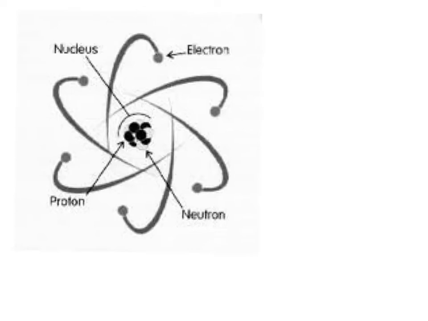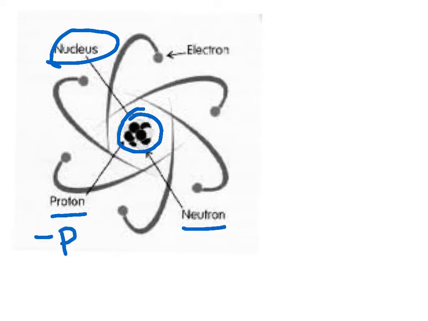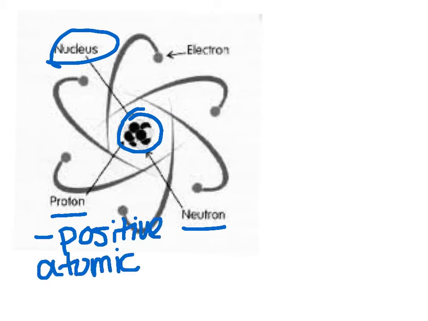Here's some quick review on the atomic structures we have learned. You have the nucleus, and the nucleus is the center of the atom, and it is so compact, so dense. What is in the middle is your protons and your neutrons. Your protons are positive charge, your protons are your atomic number, and your neutrons are neutral.